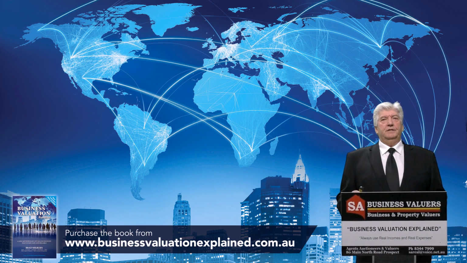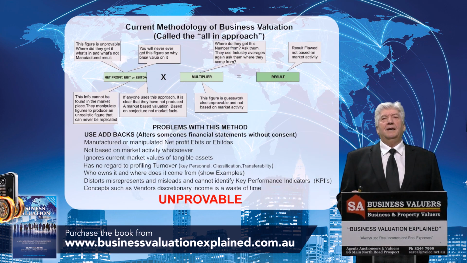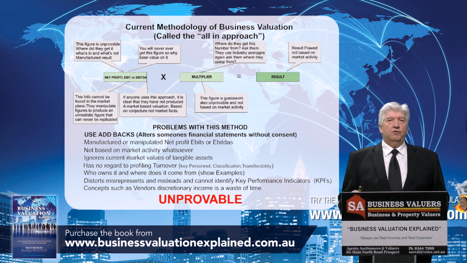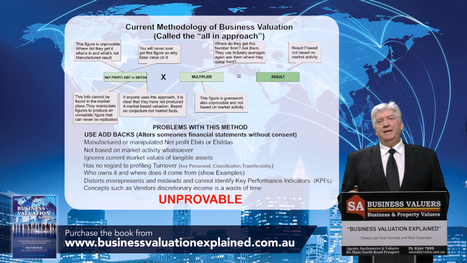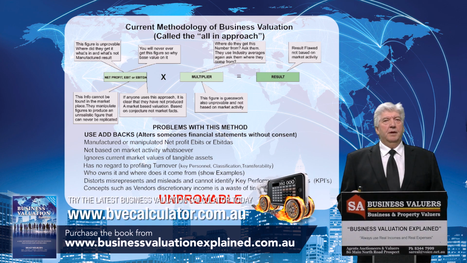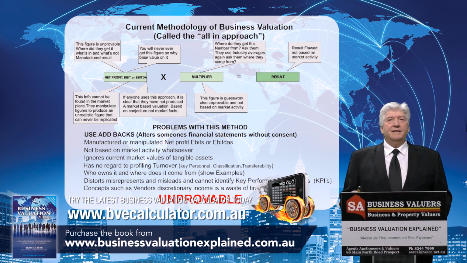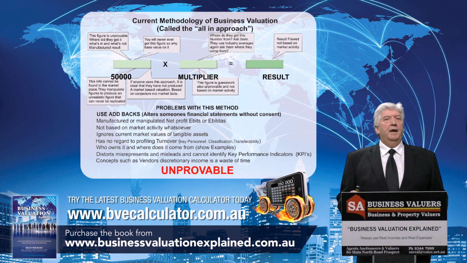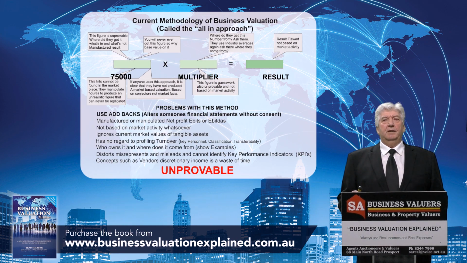Let's consider the first number they use and where they get it. They use the lower suspect numbers, namely net profit. Then they add back any vendor's discretionary income and basically any number someone deems appropriate. So this number is manufactured and manipulated without any support from market activity whatsoever and can never be proven.